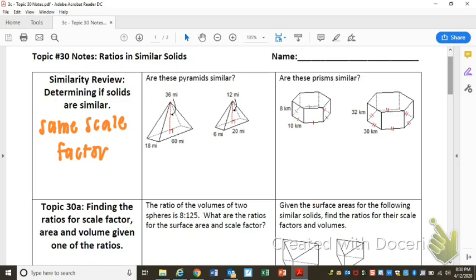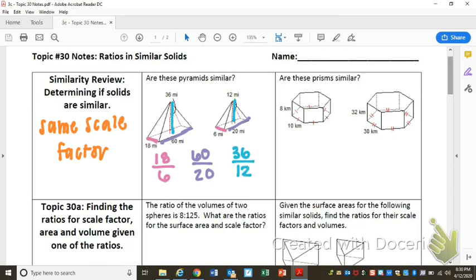We're just going to compare the corresponding parts of each figure and see if they reduce down to the same fraction. So looking at this one, we want to compare the width to the width, and the length to the length, and last but not least, the height to the height. So looking at the first part, we have our width to our width, so we have 18/6. And then our length to our length, which is 60/20. And then the last one is our height to our height, which is 36/12.